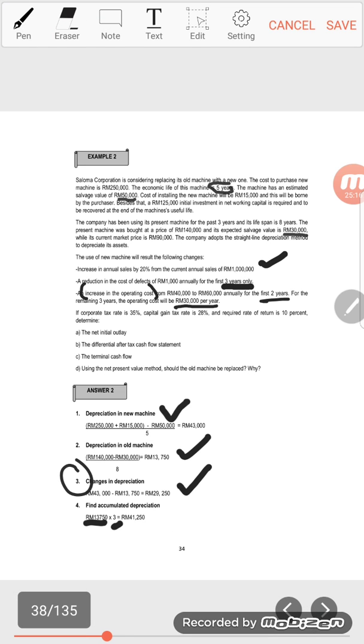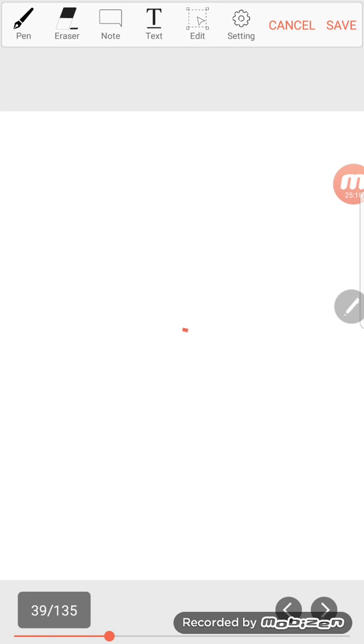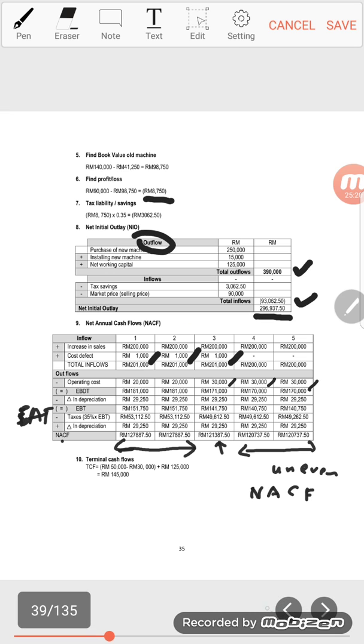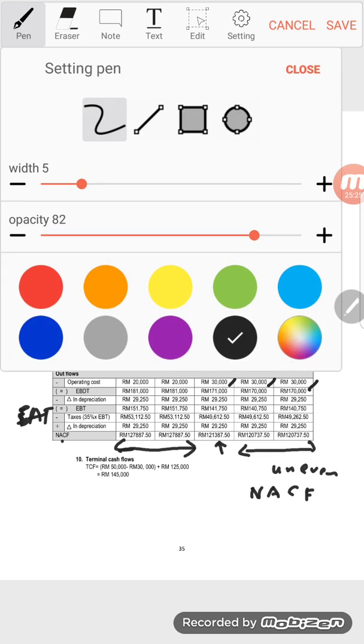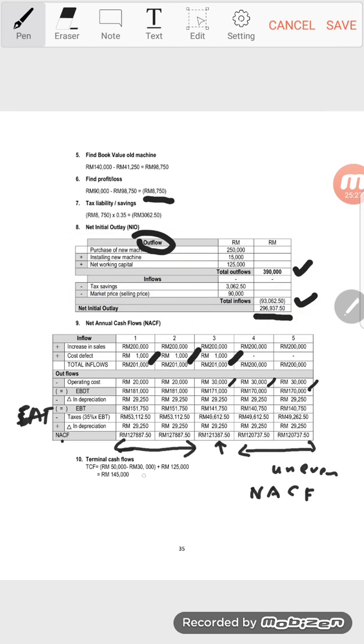So that's why dekat sini you dah dapat changes tadi. Changes 20,000 tadi, you tambahkan dengan net working capital ni, 125,000. So total terminal cash flow you ialah 145,000. Okey. Ada tak item lain kat sini yang kena tambah dekat TCF ni?